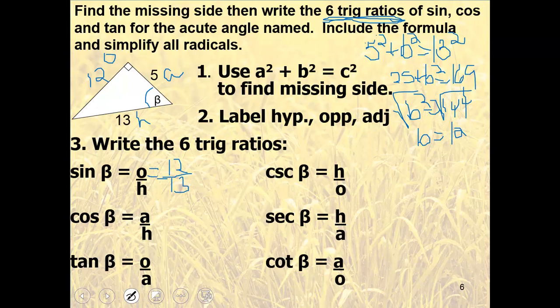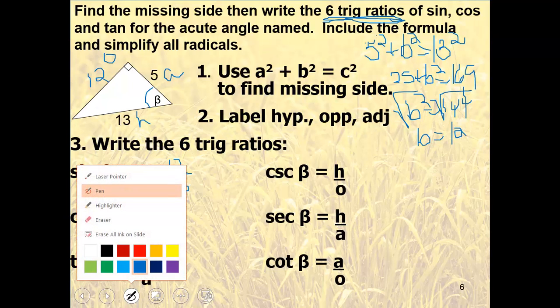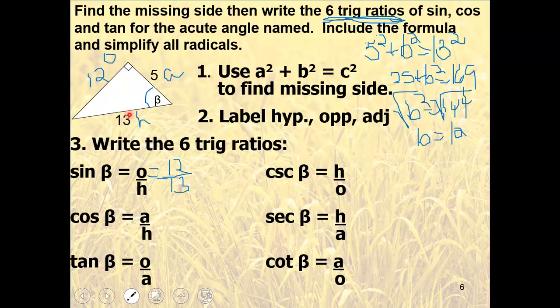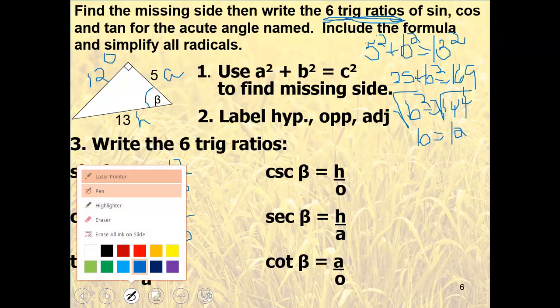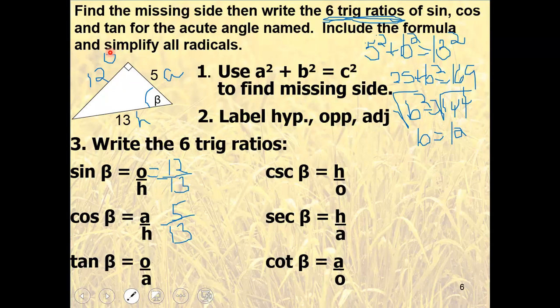My cosine of beta is my adjacent side over my hypotenuse. So I get 5 over 13. My tangent is the opposite over the adjacent. So I get 12 over 5. Now look at the order that I wrote these in, because the inverse of sine is cosecant. Remember, we don't want to match our S's and C's. We want them to be opposite of each other.